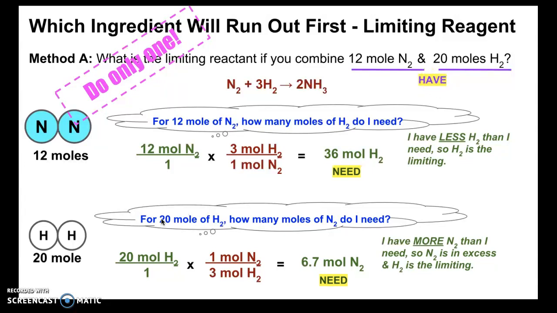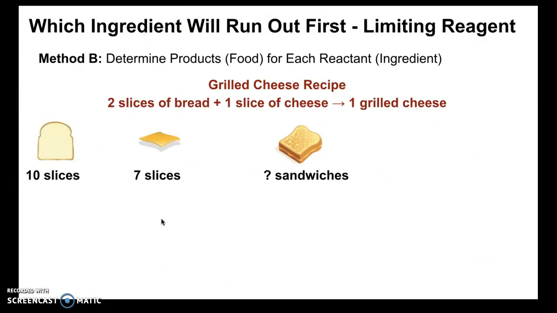Okay. All right, let's move on to method B. For method B, we again are trying to figure out which ingredient runs out first, the limiting reactant.